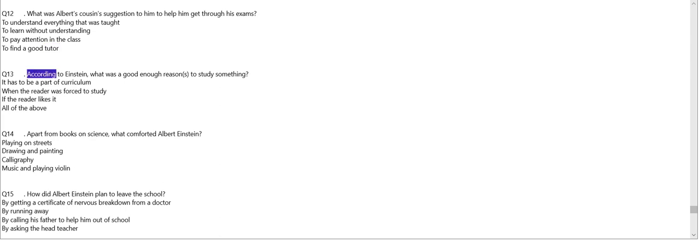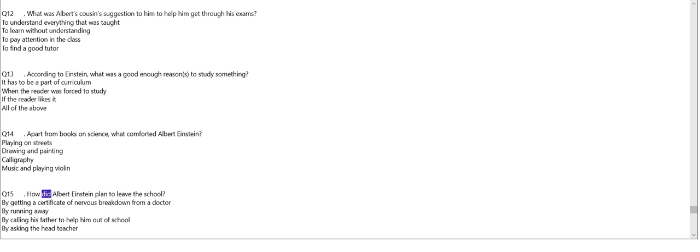Q13. According to Einstein, what was a good enough reason to study something? It has to be a part of curriculum. When the reader was forced to study. If the reader likes it. All of the above. Q14. Apart from books on science, what comforted Albert Einstein? Playing on streets. Drawing and painting. Calligraphy. Music and playing violin.